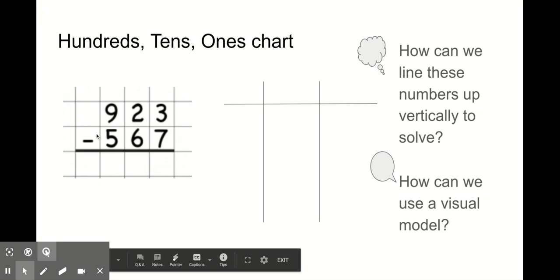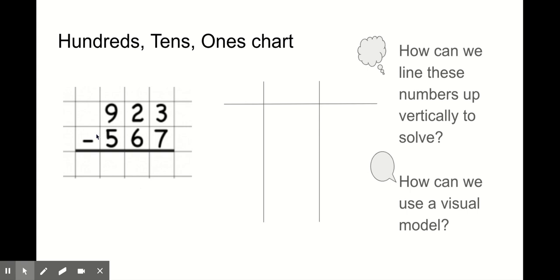Let's take a look at the work you'll be doing today. Today, you'll be subtracting 3-digit numbers. There are lots of ways you can do this, but today we're going to practice what it looks like for the hundreds, tens, ones chart with vertical. Then we'll do a model with place value blocks. And then finally, we'll do a model with place value discs.